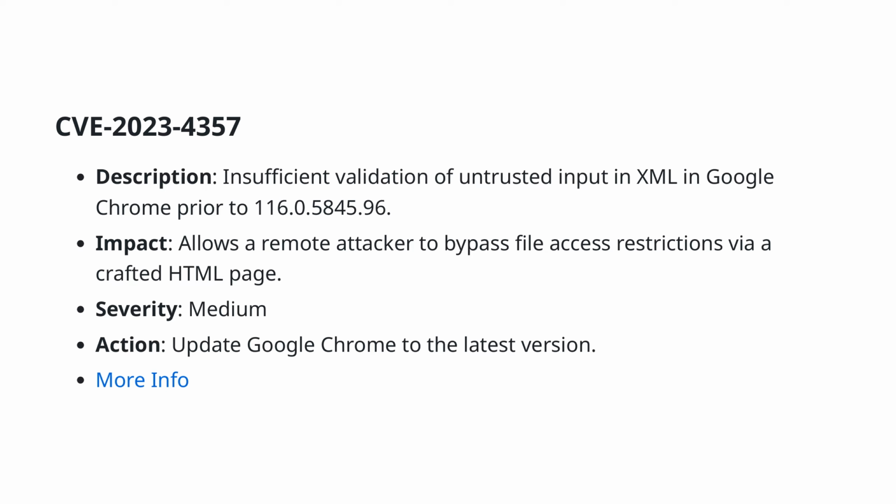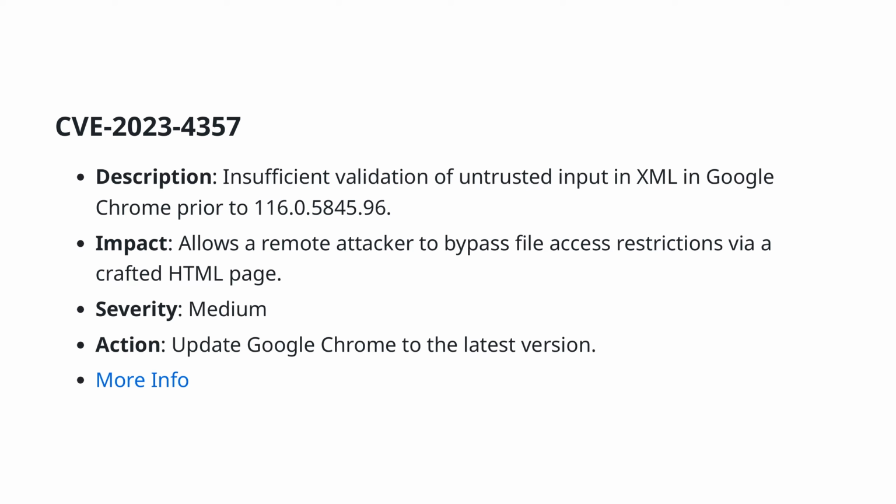Let's examine CVE-2023-4357 in detail. This vulnerability pertains to insufficient validation of untrusted input in XML within Google Chrome versions prior to 116.0.5845.96. The impact of this flaw is significant, as it enables a remote attacker to bypass file access restrictions by leveraging a specially crafted HTML page.